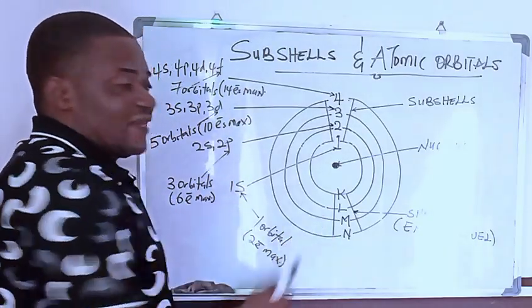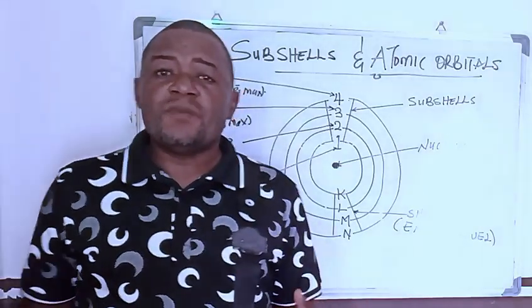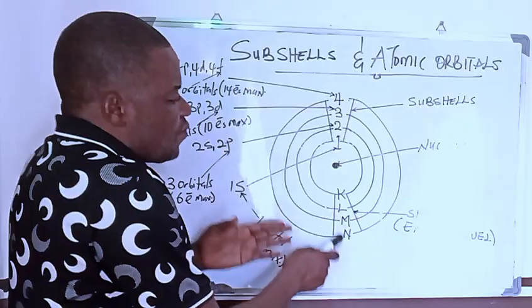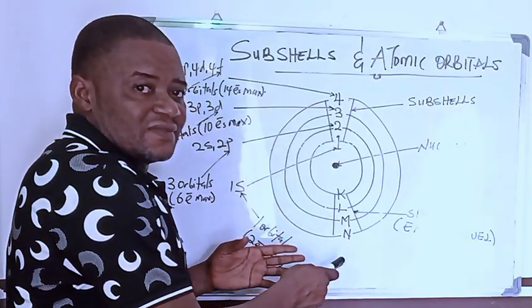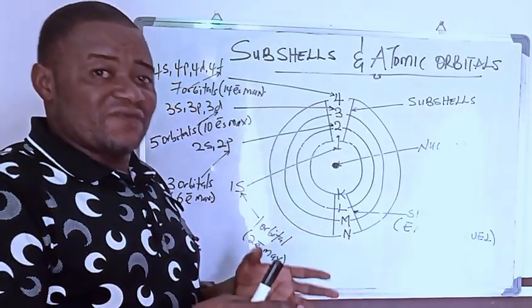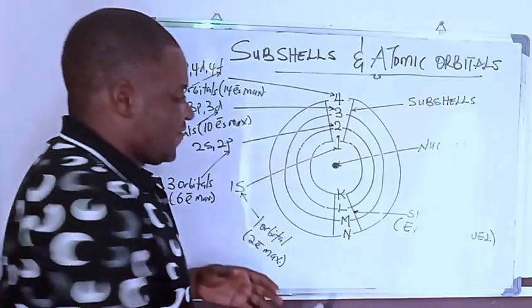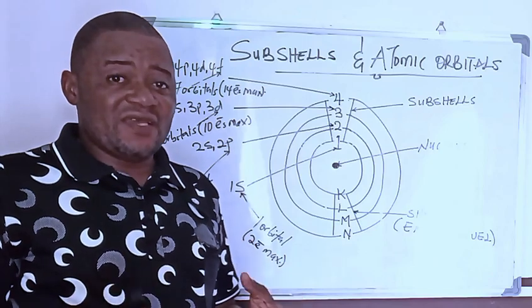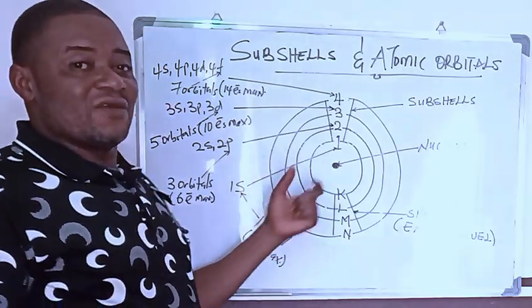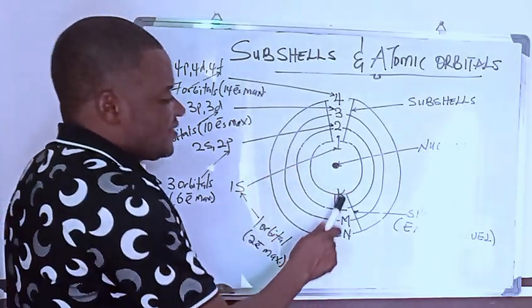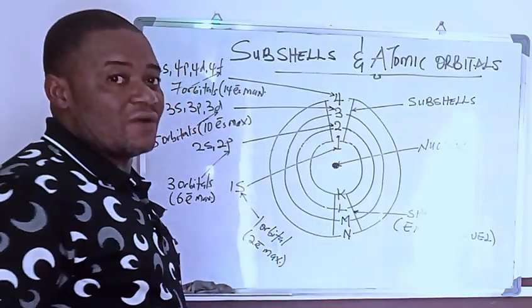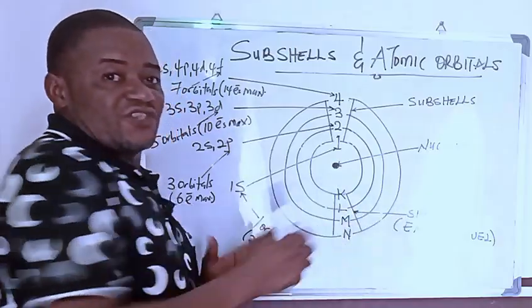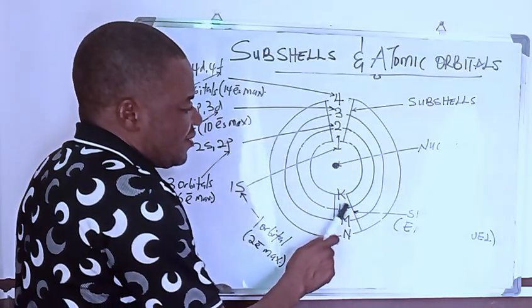Now, these energy levels possess some amount of energy. The farther away the energy level is from the nucleus, the higher the amount of energy. Now we have energy levels K, L, M, N. At least for now, that is what I'm going to tell you: that we have energy levels, which are shells in an atom, as K, L, M, N.